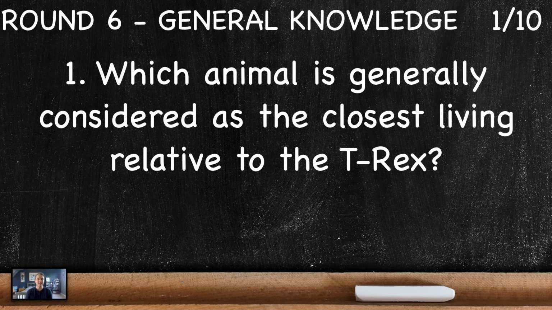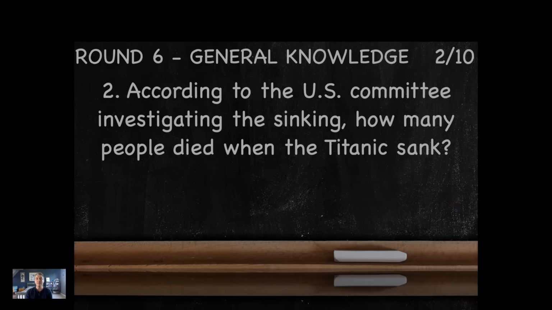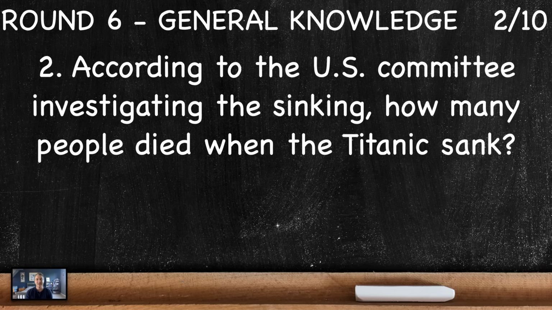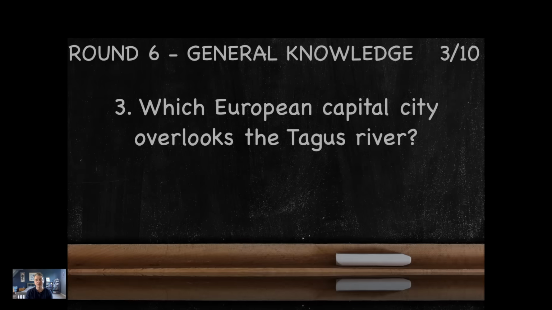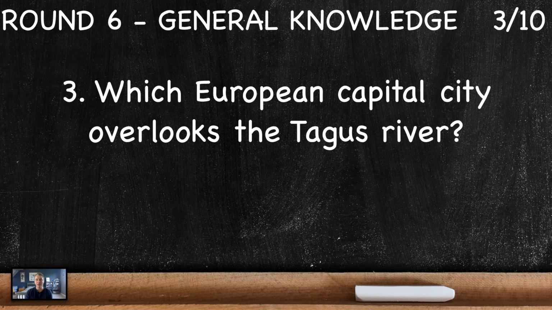The answers are round 6. Which animal is generally considered as the closest living relative to the T-Rex? That is the chicken. Number 2, how many people died when the Titanic sank? So if you said anywhere between 1,367 to 1,667, you have the point. Number 3, which European capital city overlooks the Tagus River? That is Lisbon.